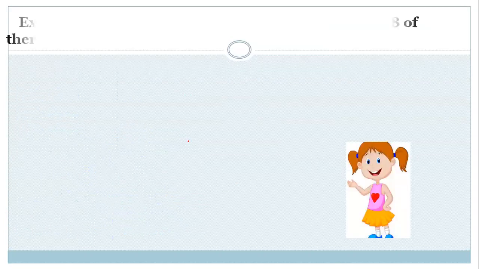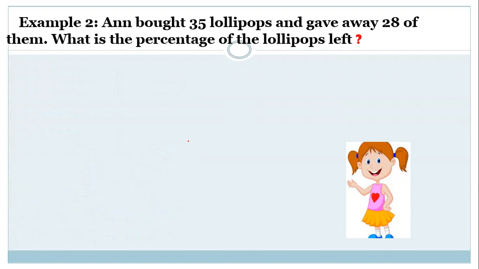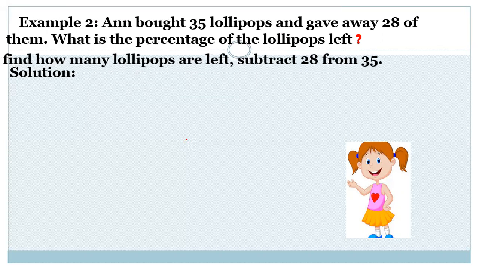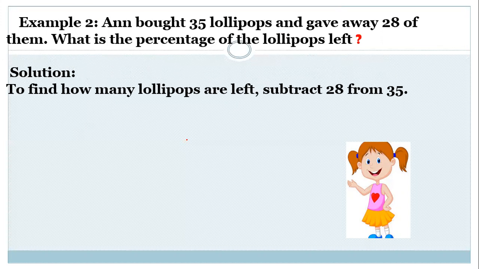Here comes another example. N bought 35 lollipops and gave away 28 of them. What is the percentage of the lollipops left? Here, the total amount of lollipops are 35 and she gave 28. We have to find out how much lollipops are left with N. For that, we have to subtract 28 from 35. We will get our answer, that is 7. 7 is the amount of lollipops which is left with N.